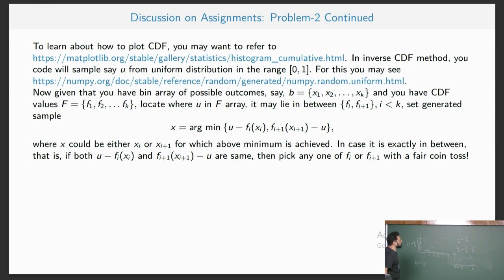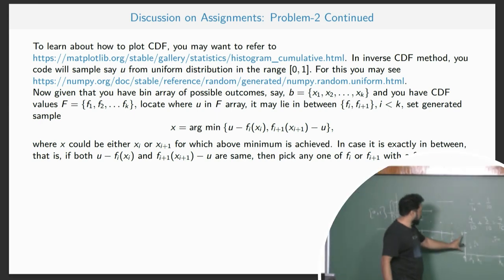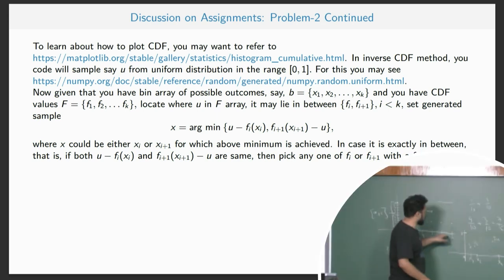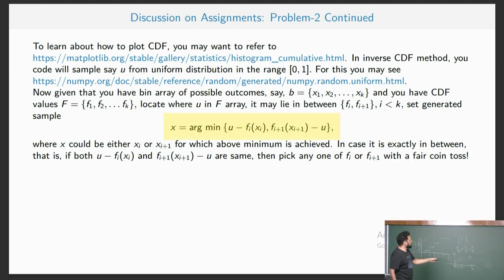Basically, we have to now sample u on the y-axis. So pick any u between 0 and 1 uniformly. Again, you may want to use a Python library for random sampling. So that's what I'm saying here: u from a uniform distribution. You can use numpy.random.uniform to pick one random sample, and once it does that, as I discussed some time ago, now you have to find where this sample is, between u minus f_i(x_i) and f_(i+1)(x_(i+1)) minus u, right?